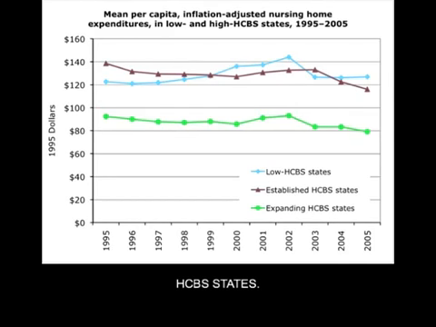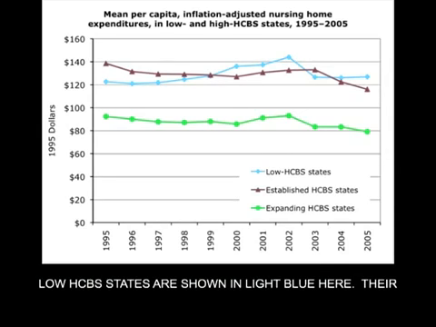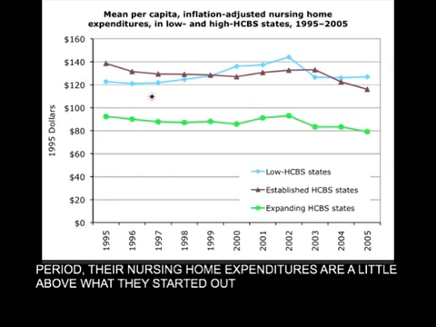On the next slide, I'm showing you the three different types of states, but instead of their HCBS expenditures, this is the nursing home expenditures, so we're now on the institutional side of things. The low HCBS states, again, are shown in light blue here. Their expenditures increased up until 2002, and then they went down somewhat. But at the end of the period, their nursing home expenditures, after adjusting for inflation, are a little bit above what they started out as.